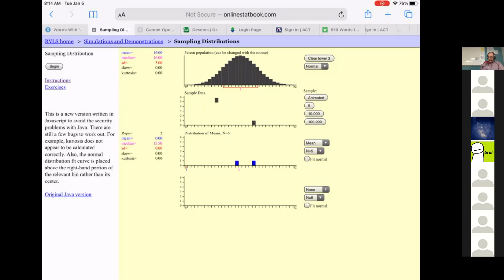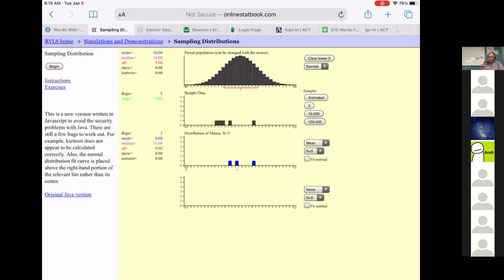I can animate 5 more. And there's the mean of that 5. And that's what we're going to do in the activity today. But what we're going to start looking at is what's called a sampling distribution. And that means that we're going to look at the distribution of all samples of size 5 from a population. And we'll look at the characteristics and see what that does.